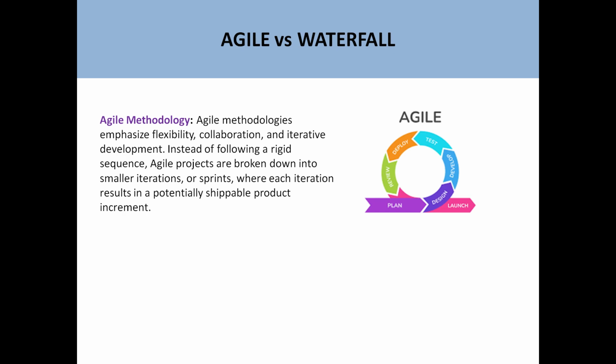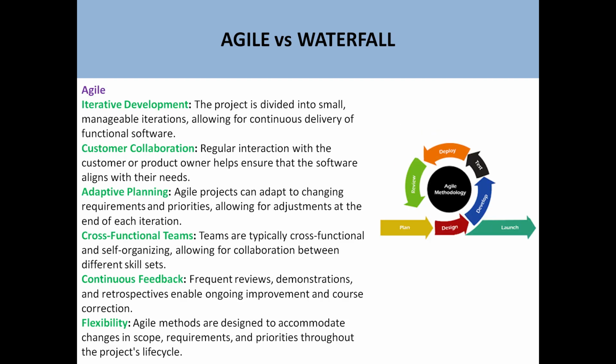Okay, once the sprint finishes, the next sprint will start until we reach the end of the task. Agile, if we talk about the key concept of agile, is iterative development. That means we divide the project into smaller, manageable iterations, and with continuous delivery, we complete the project.